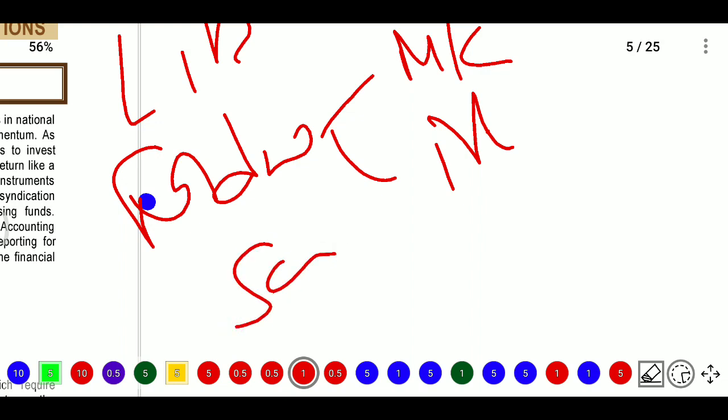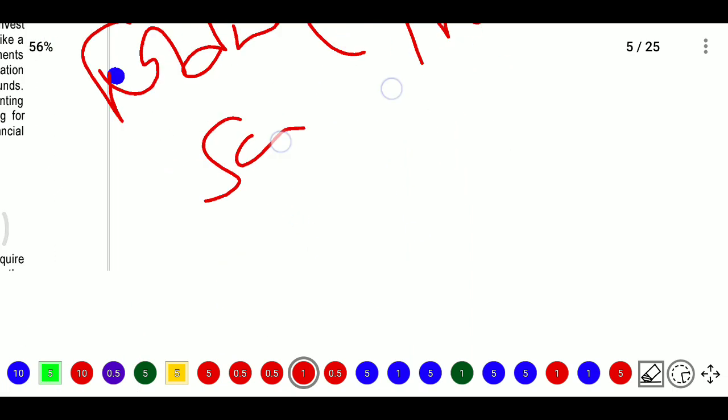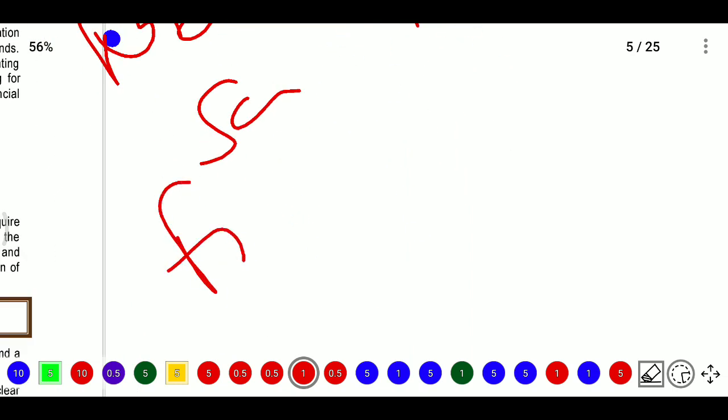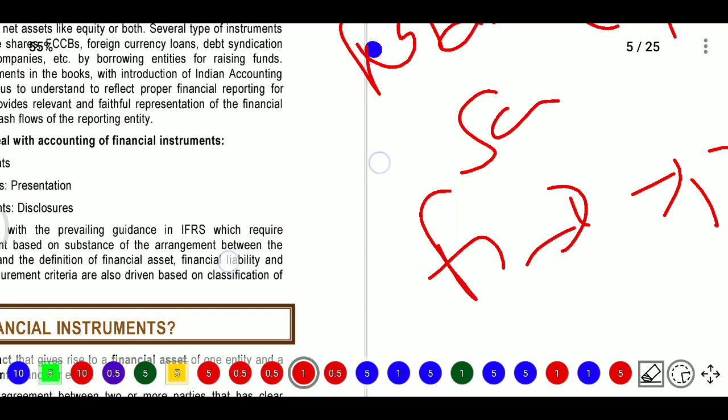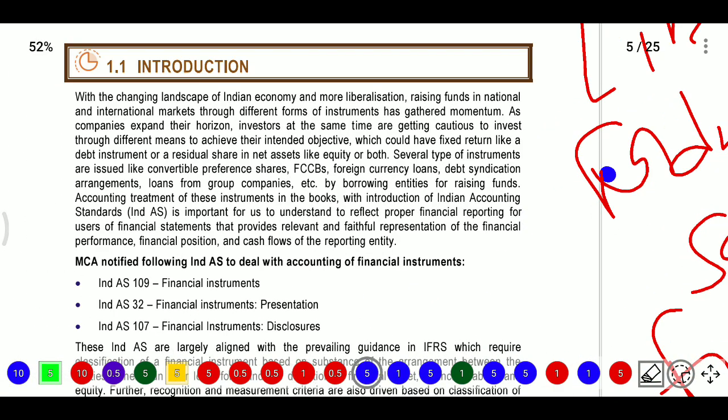Here we are depositing amounts, or investing, and the investment objectives will be different, so different funds will be there. If we want a fixed return, we invest in debt. For residual returns, that is net assets like equity, or both. Some special types of investment instruments are also there: convertible preference shares, FCCB (foreign currency convertible bonds), foreign currency loans and debt syndication arrangements. This is the introduction.